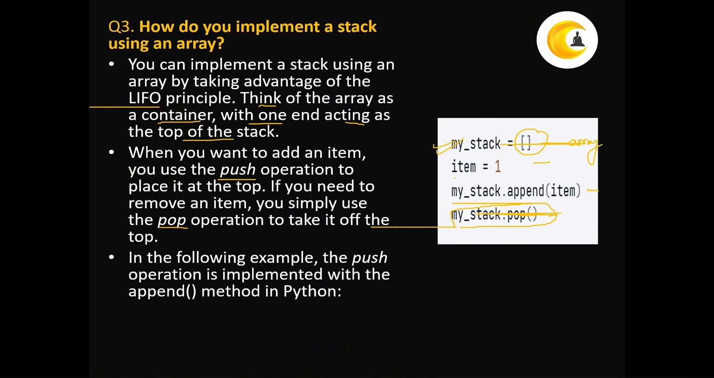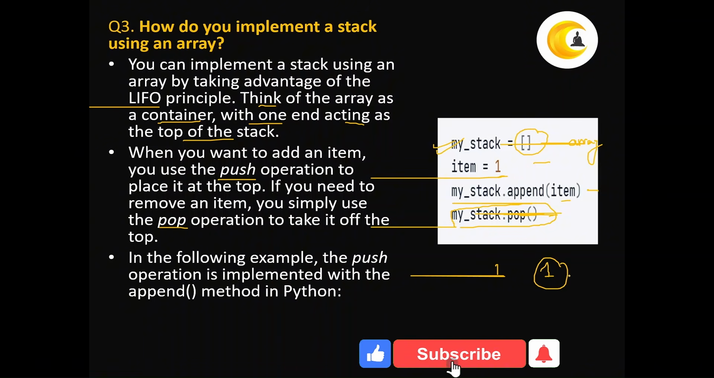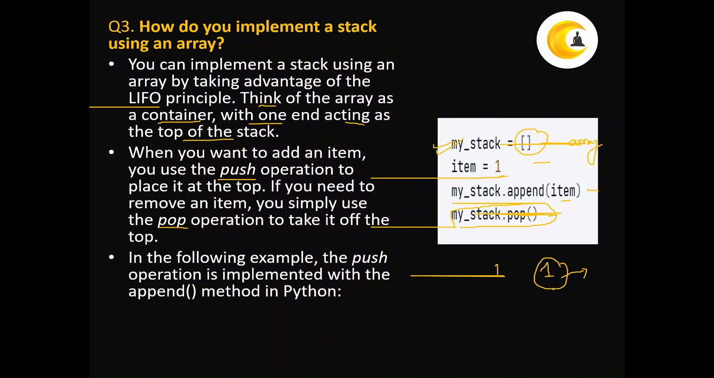Now item is equal to 1, and what are you doing? You're basically going to append this item, this 1, into your stack. So what will happen? Your 1 will be added. Now if you want to remove this 1, you'll just do pop and it will pop this. Why? Because there's just one element, so the element itself is the top of the stack and also the end of the stack, so it's just going to pop that particular element. So this is exactly how you implement a stack using an array. So you have to give this code example.